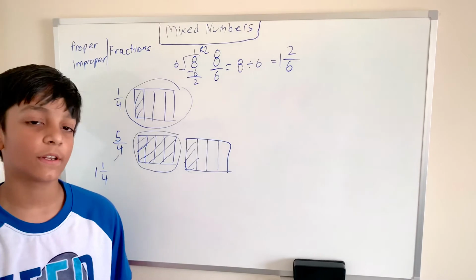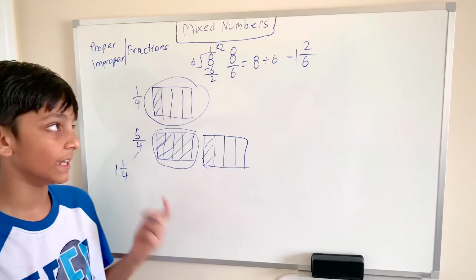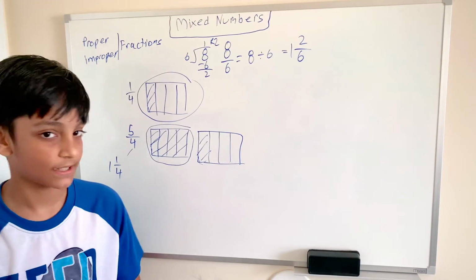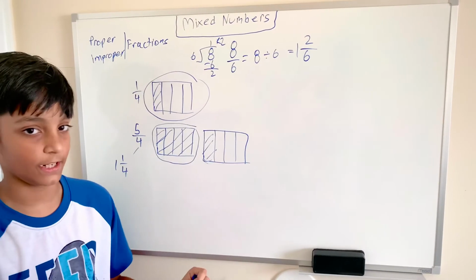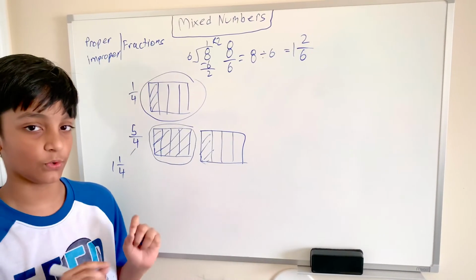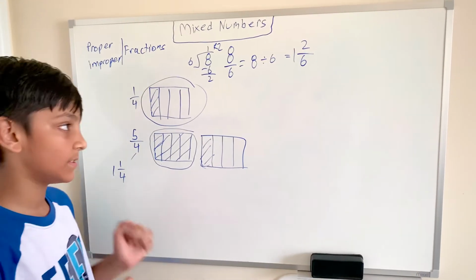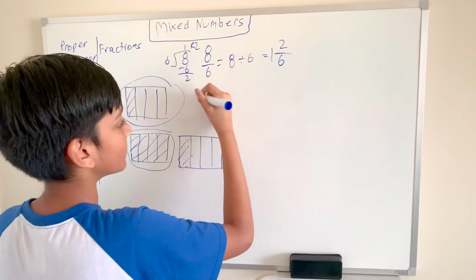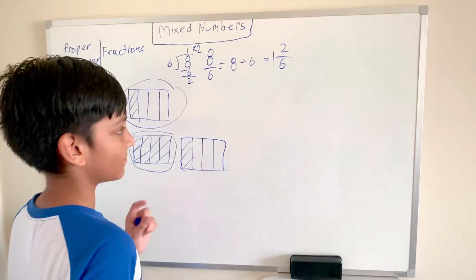But what if you're given a test and it says that you must make a mixed number into an improper fraction? How do you do that? So what you would have to do then is get your mixed number.